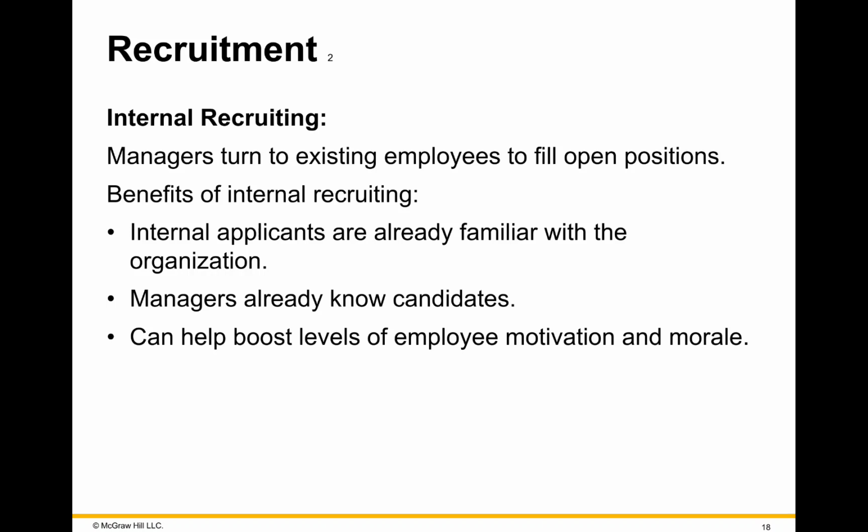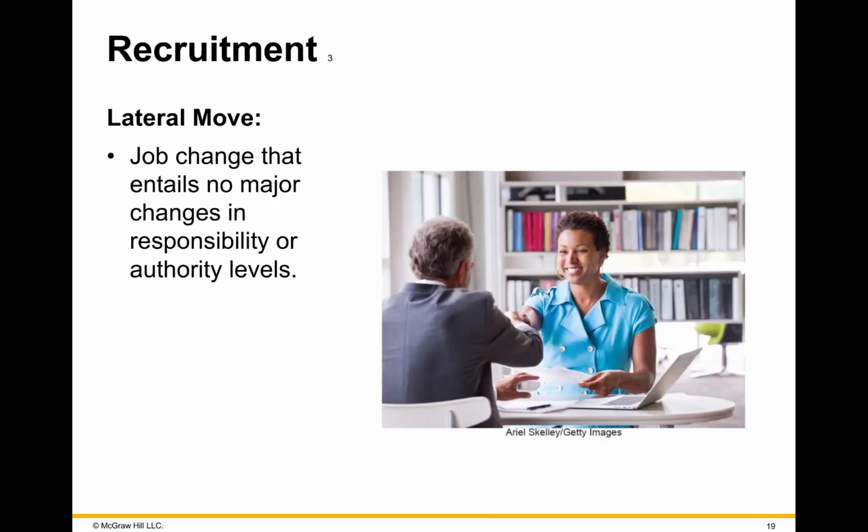The disadvantage is that the pool of candidates might be very limited, and there is probably a lack of suitable internal candidates, because it is a very small pool. So there is a probability that you cannot find a candidate that can fulfill that job. This lateral move is where you change the job, but with the same responsibility, same payment, same authority, same level, but you change the job description. That is a lateral move.